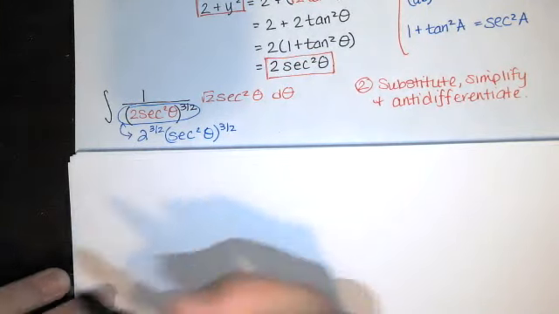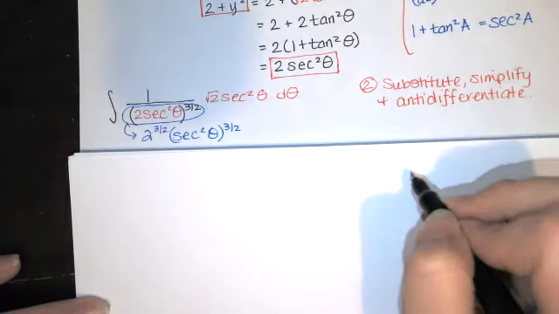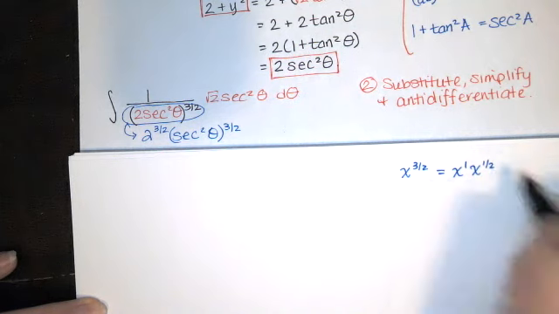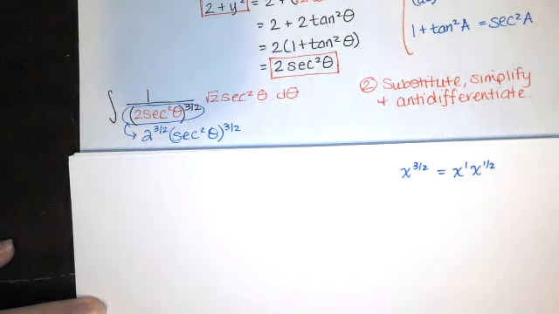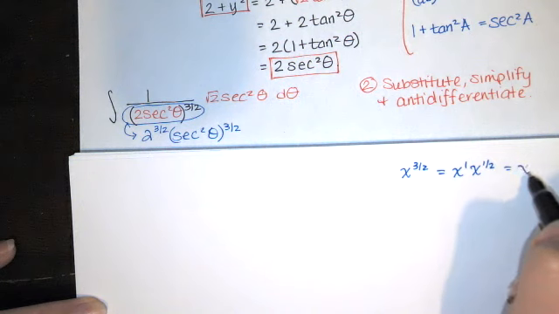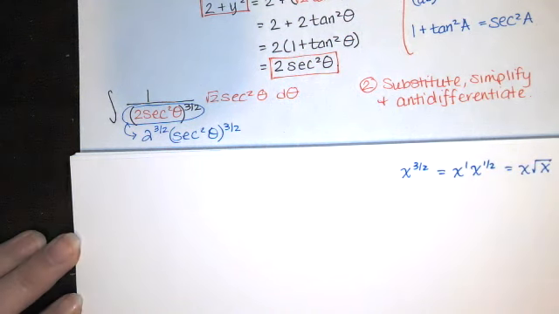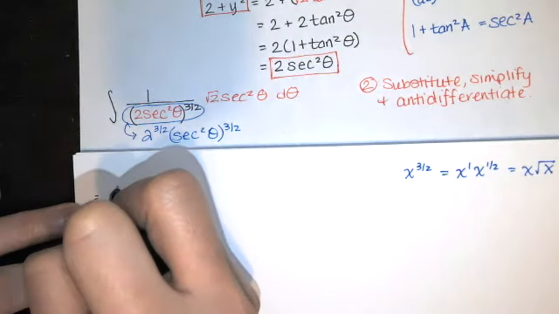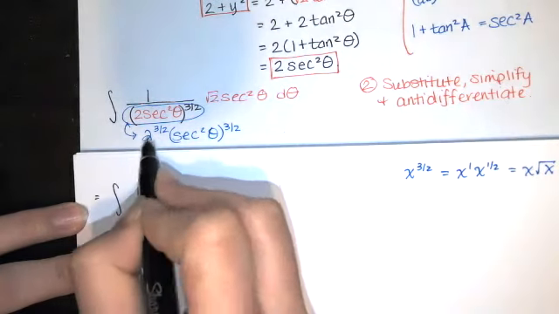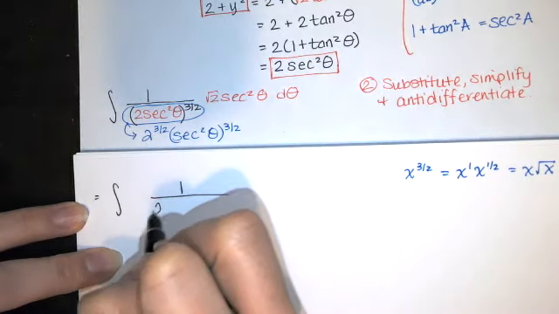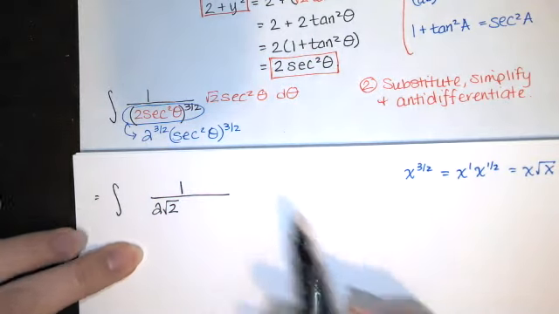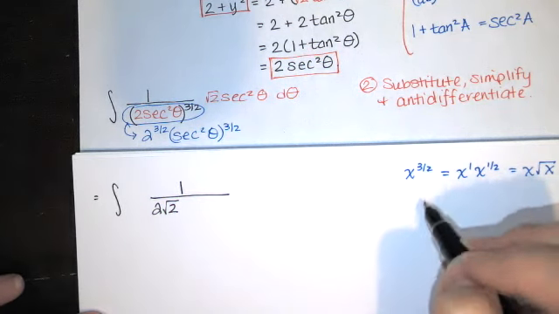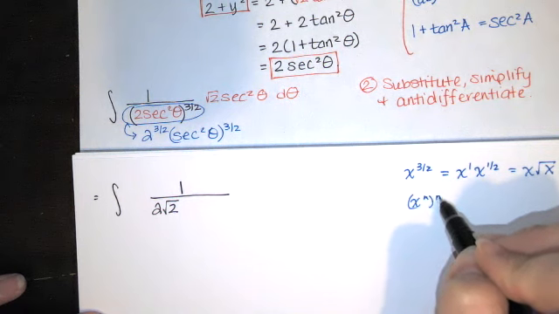And here's another algebraic aside. If you have x to the 3/2 power, that's the same as x to the first times x to the 1/2, because 1 plus 1/2 is 3/2. So I like to think of that as x times the square root of x. So that's actually what we have here in the denominator. We have 1 over 2 to the 3/2, which is 2 times the square root of 2. And then here you've got a secant squared raised to the 3/2. So the appropriate algebraic property for that is this.